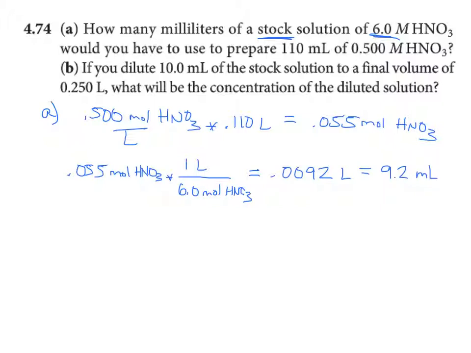So you would pour out 9.2 milliliters of the stock solution, and then you would add enough water to reach 110 milliliters. So you're only going to add about 100 milliliters of water. Any questions on the logic in that one?